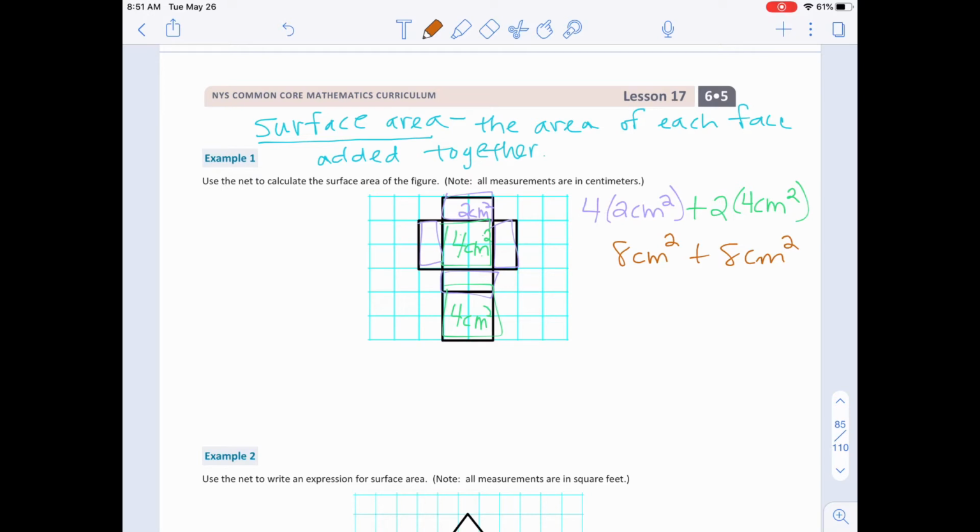And now I can add them together. 8 plus 8 is 16 centimeters squared for the surface area. Also notice this net would create a rectangular prism if it was all folded back together, because there are 6 faces. 1, 2, 3, 4, 5, 6. So this would have been a rectangular prism, just like that example I just went through.